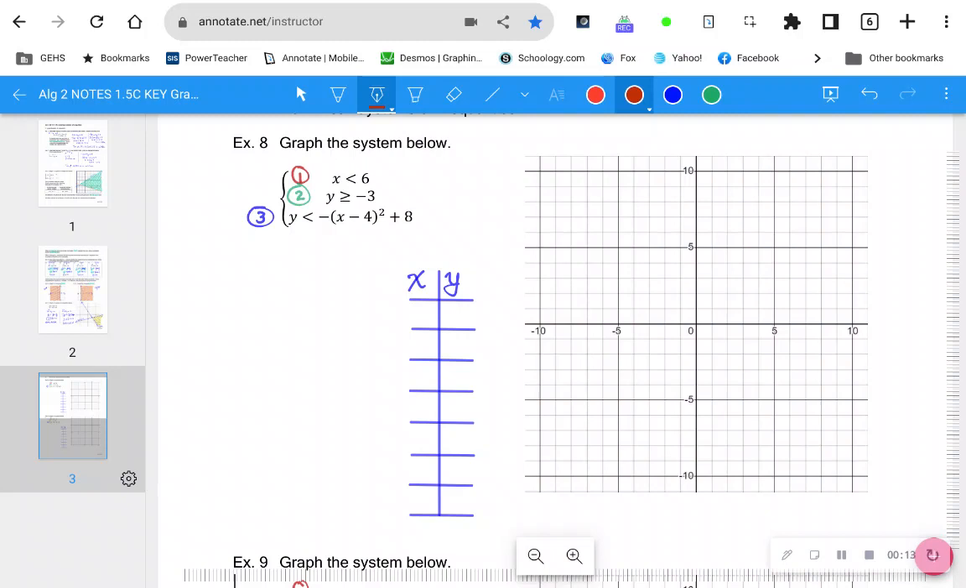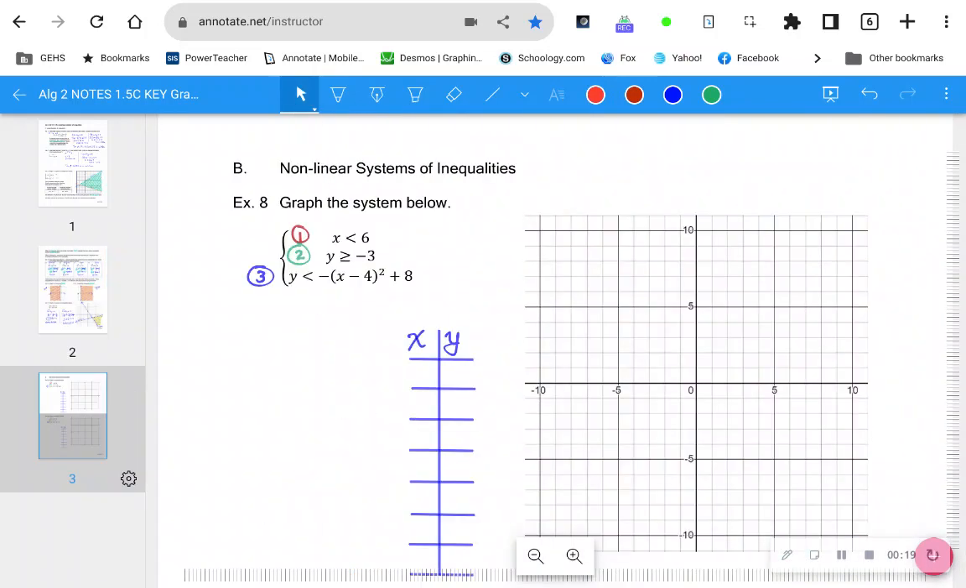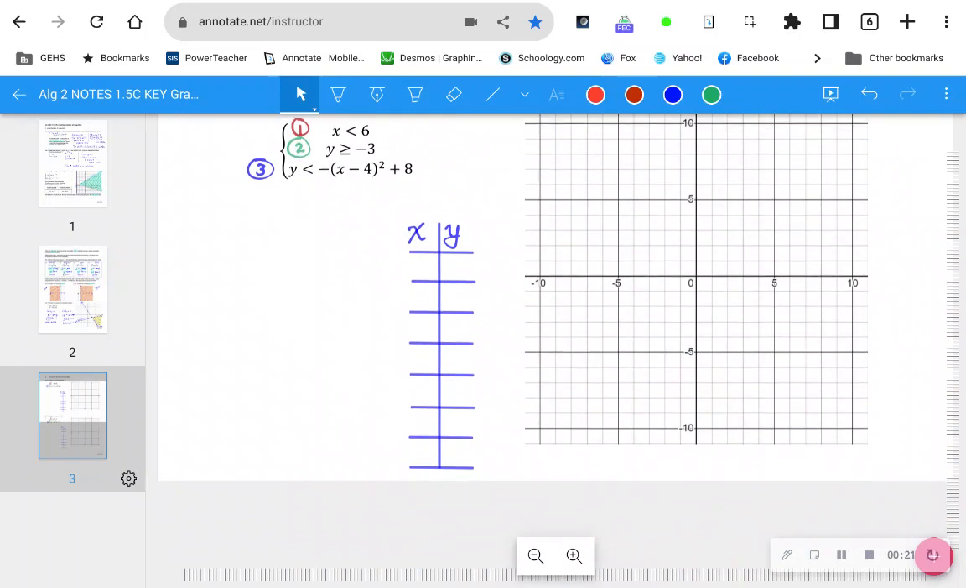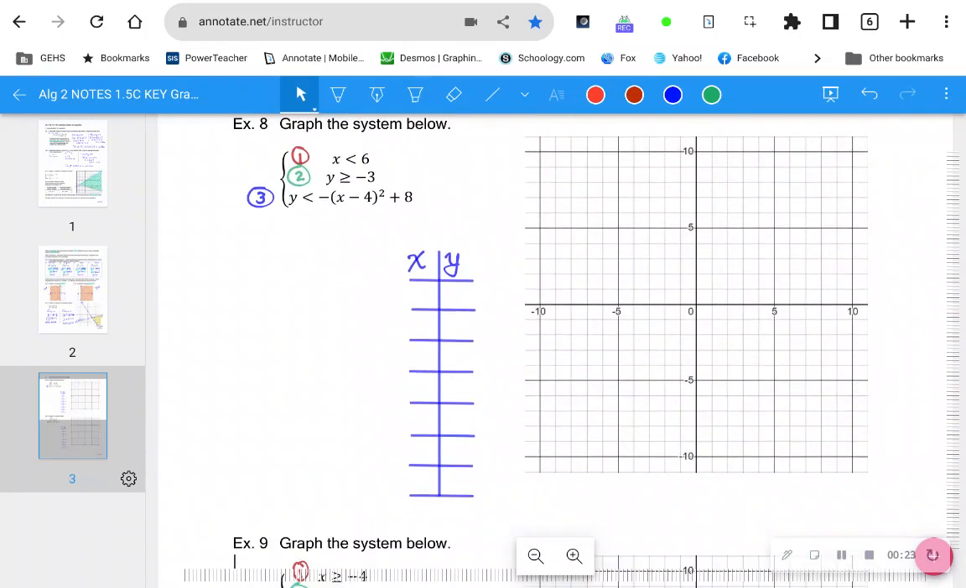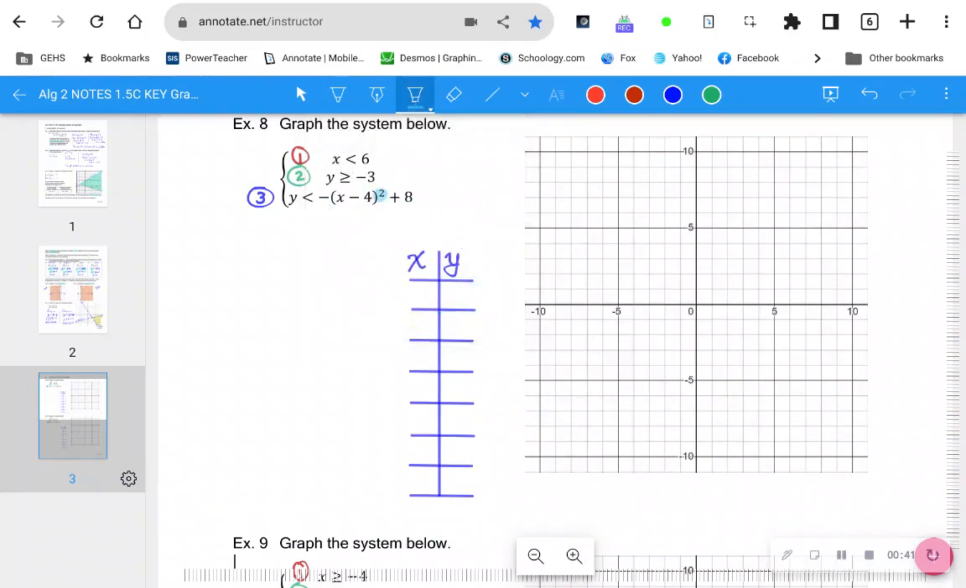So what I have in this first example, number 8 here, is three inequalities. The first one is x has to be less than 6, and then y has to be greater than or equal to negative 3. Those would be a vertical followed by a horizontal line. And then we have one that we haven't seen before in this course, but you should have learned in Algebra 1. I will be trying to remind you.